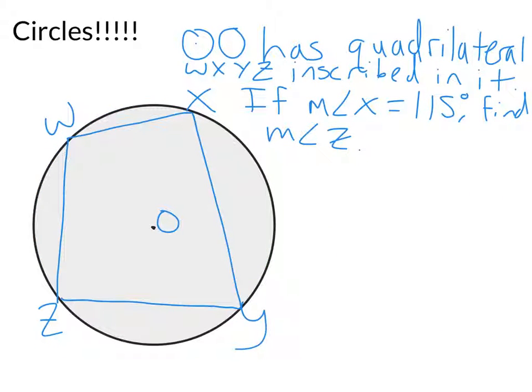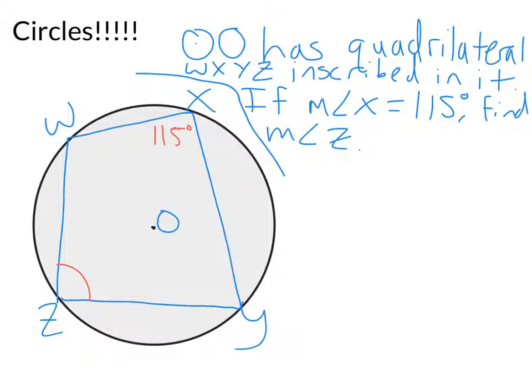All right, so circle O has quadrilateral WXYZ inscribed in it, meaning all four vertices are touching the edge of the circle. If the measure of angle X is 115, so why don't I label that? Find the measure of angle Z.